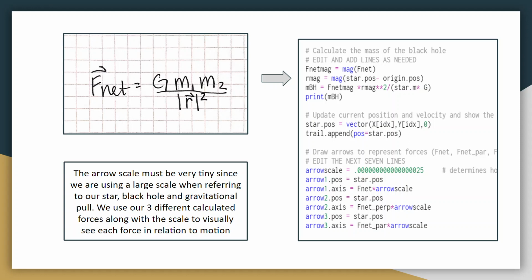And then I added in my arrow scale to find my arrow lengths, and the arrow scale must be very tiny since we are using such a large scale when referring to our star, black hole, and the gravitational pull. I used the 3 different forces calculated, Fnet, Fnet perpendicular, and Fnet parallel, multiplied them by my arrow scale, and that's the way I got my arrows for the final images coming up next.